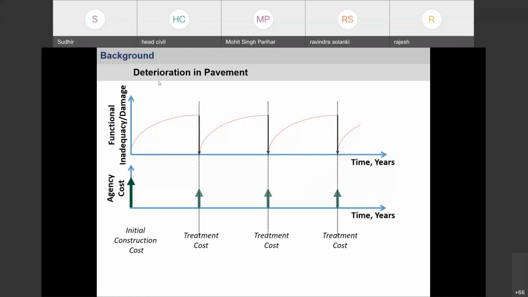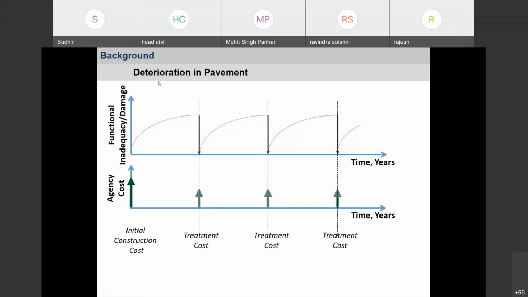In the same way, now my y-axis can become functional inadequacy or functional damage in the existing payment structure. And in the same way, the functional inadequacy is expected to increase with time. And at a certain point, once it reaches some threshold value decided by the transportation agency, there will be intervention from the transportation agency to provide treatment which will take care of the functional inadequacy, right?